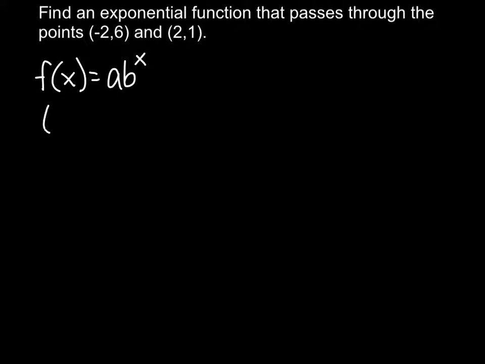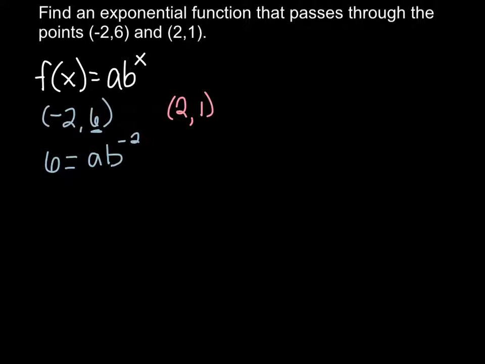If I look at the point (-2, 6) and I plug it into the equation, this is my f of x, so I have 6 equals a b to the -2nd. I also have the point (2, 1). So that would look like 1 equals a b to the 2nd.